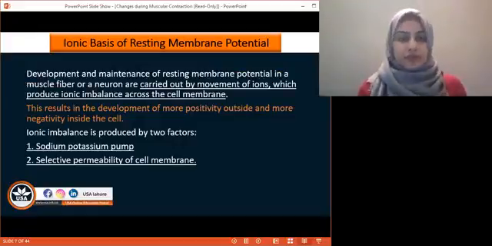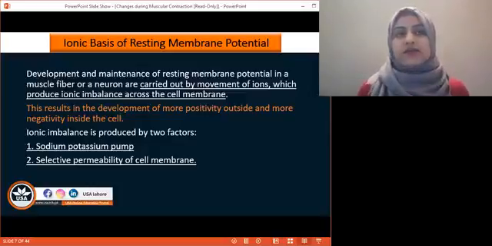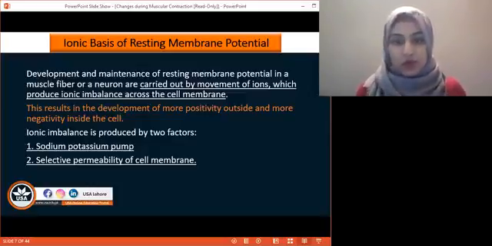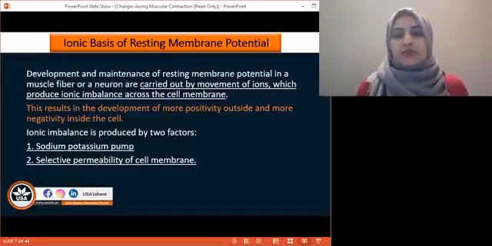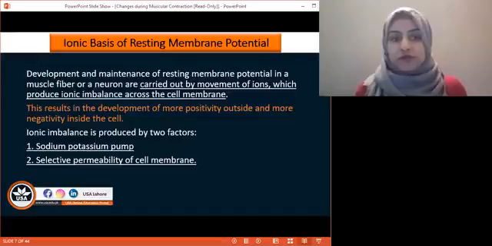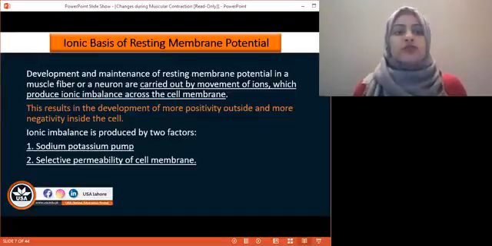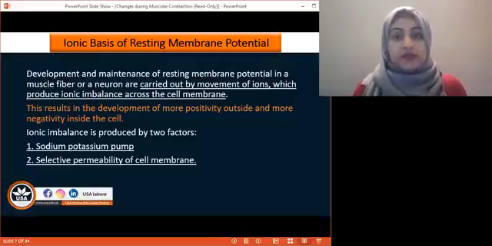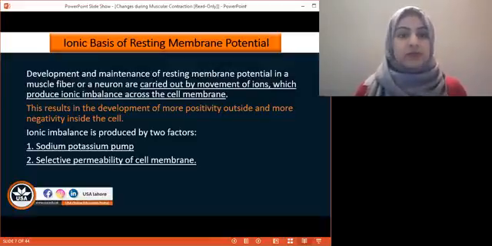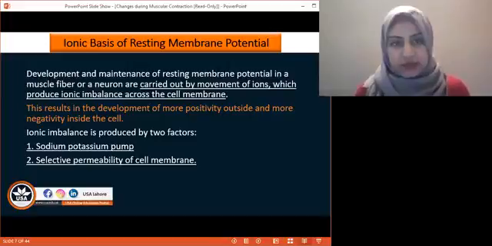Ionic basis of resting membrane potential. Now we will see how it is negative inside and positive outside. What makes it negative inside and positive outside? Development and maintenance of resting membrane potential in a muscle fiber or a neuron are carried out by a movement of ions, which produce ionic imbalance across the cell membrane. So this is all basically because of the movement of ions.